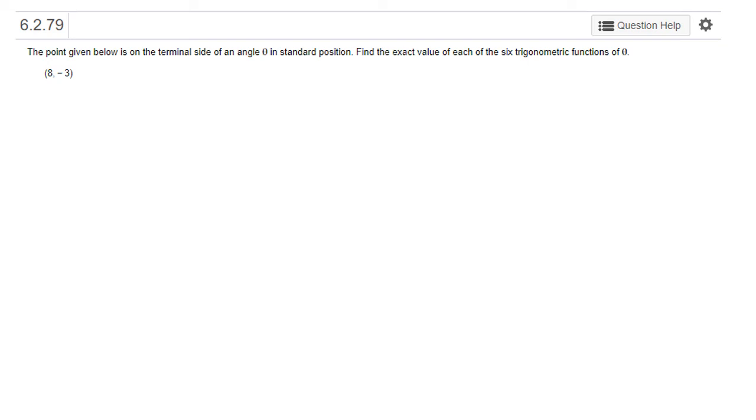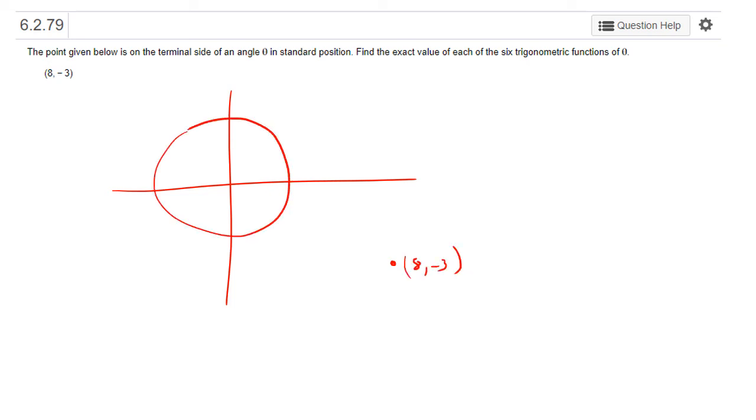Okay, charging forward. We are given a point. Notice that the point (8, -3) is not on the unit circle x squared plus y squared equals 1. 8 squared plus (-3) squared is decidedly not equal to 1. However, what I can do: (8, -3) is in quadrant 4. It is outside the unit circle.